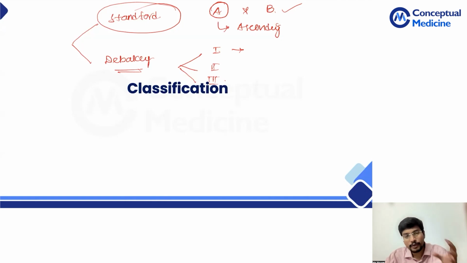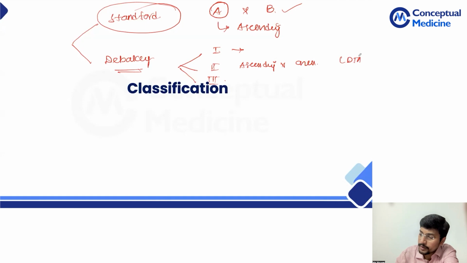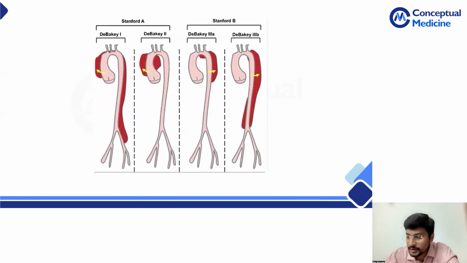So from the ascending it progresses to the arch and then the descending aorta is also involved. So that is type 1. Type 2 is only ascending and arch. Here DTA is not involved. Type 3 is only descending thoracic aorta. Okay, I'll show you an image.